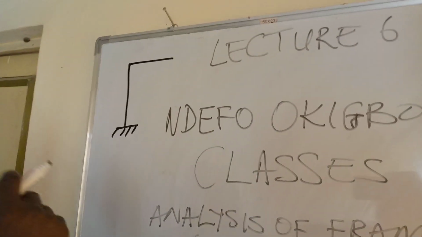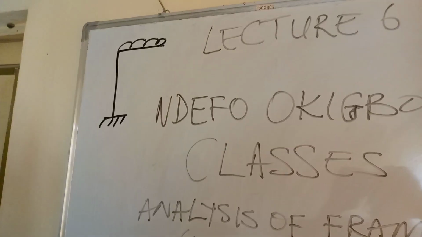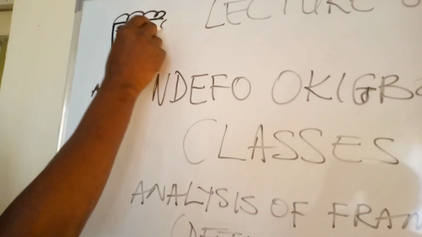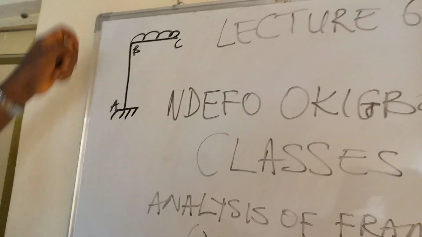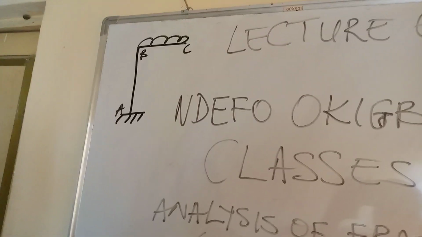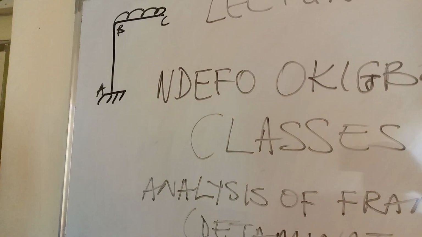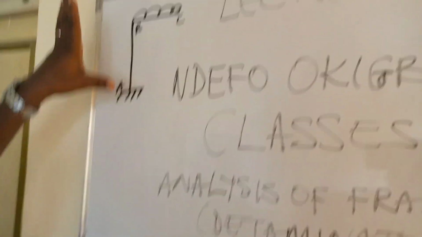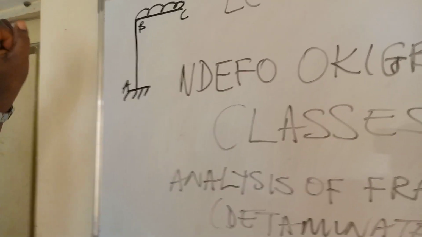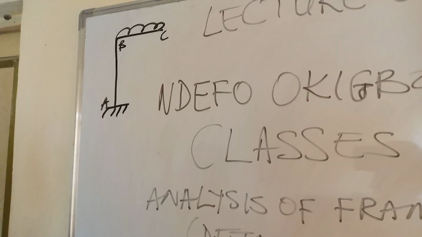Simple frames like this. Let's say it's loaded with a UDL. It's A, B, and C. There's only one support, at A. So we don't need to calculate the reaction, because the reaction is equal to the load. Only one support is carrying the whole structure, so that support bears the whole effect of the load, and its reaction will be equal to the load.